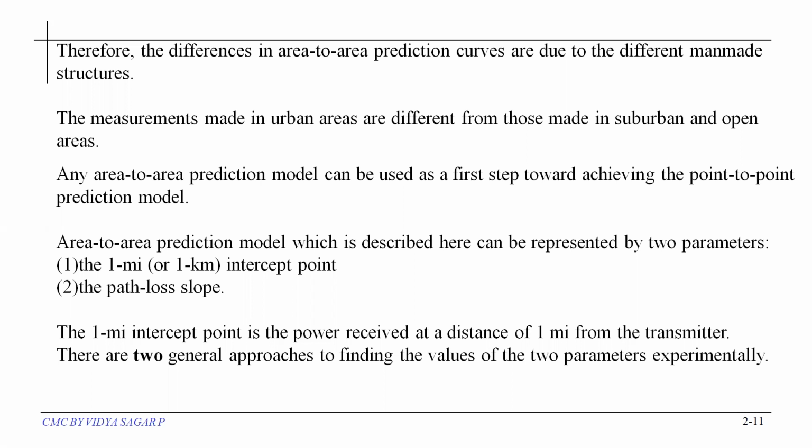The area to area prediction curve can be used for achieving the point to point prediction model, right? Which is the third step. First one is standard condition. Second one is area to area prediction model. Third one is point to point prediction model by using area to area prediction model, right? In area to area prediction models, there are different areas, and further the prediction curves are also different, whether in man-made, human-made structures or natural terrains also.